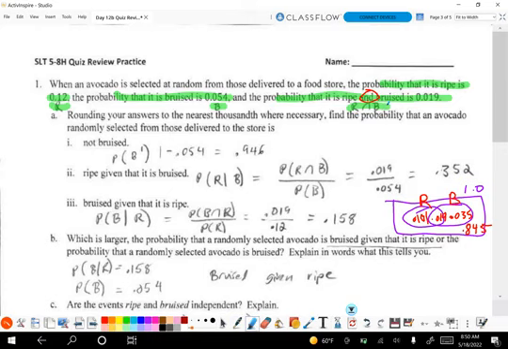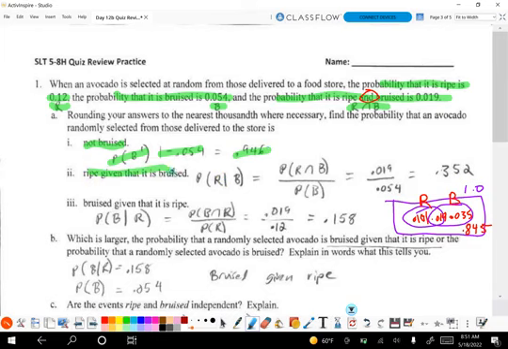So as I look at 1A1, it asks what is the probability that the randomly chosen avocado is not bruised. So that's the complement of B, or otherwise known as not B. Since I know that the probability that it is bruised is 0.054, then I know that the complement of that is 1 minus that number. So if it's not bruised, then it's the complement of being bruised. You're going to subtract to get 0.946.